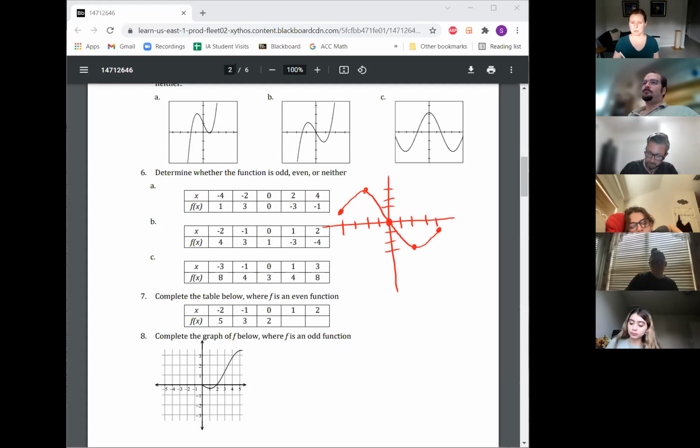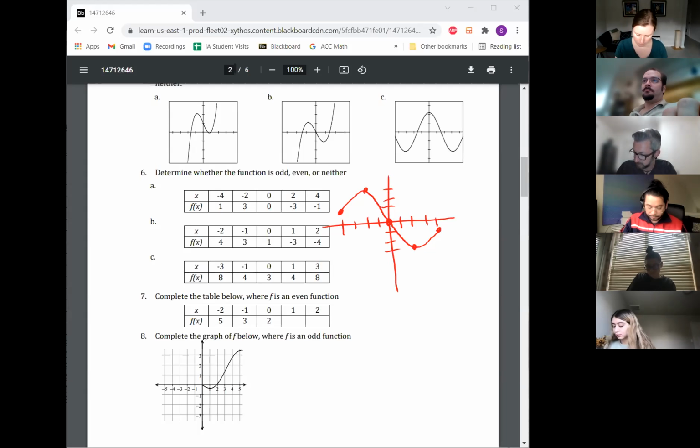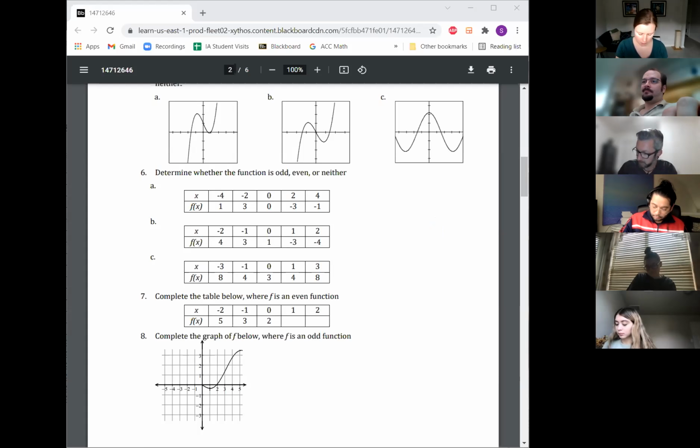So I guess that would make it odd. Yeah, if I spin these points 180, it should land over here. So it should be odd. Is that what everyone else got? Is it odd? Yeah. Okay. If you're not sure, you can always graph it like Michael was suggesting. It's a good plan.